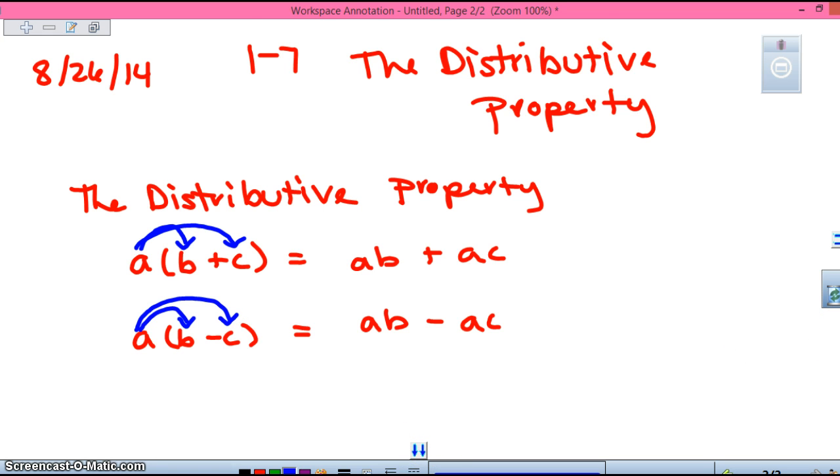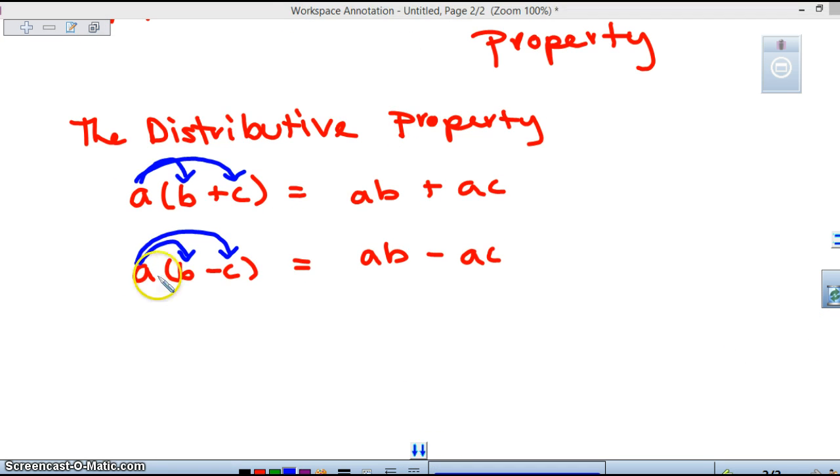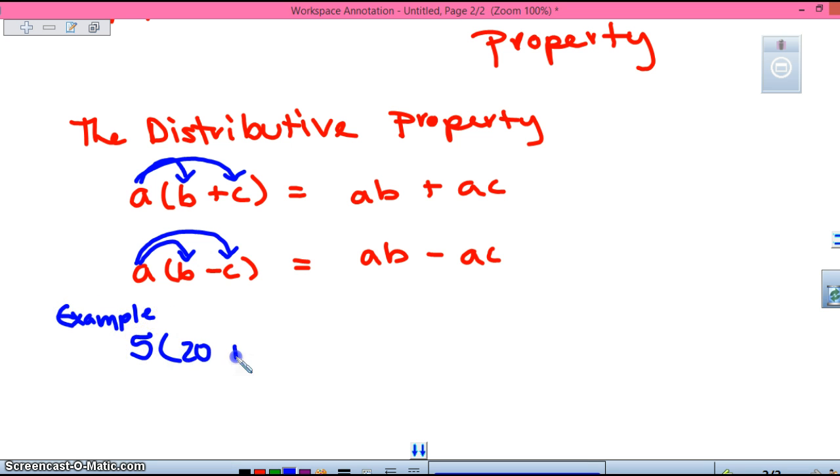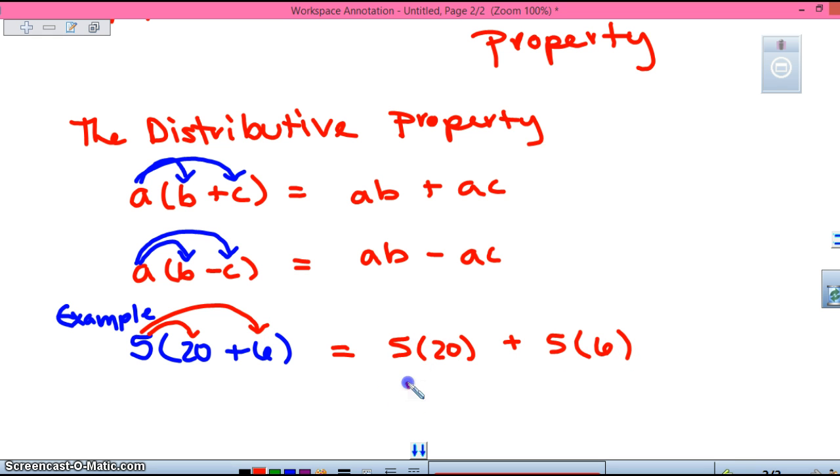So if we put numbers to this, let's say we have 5 times 20 plus 6. You could say 5 times 20 plus 5 times 6. What's 5 times 20? 100 plus 30. When we add 100 plus 30, 130.